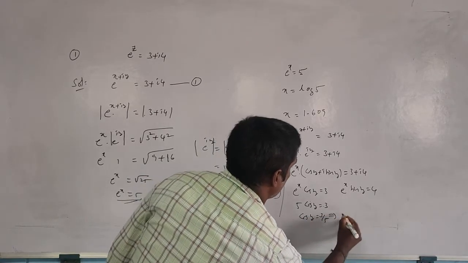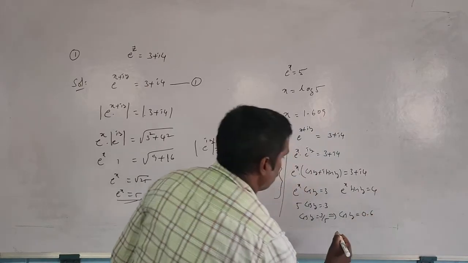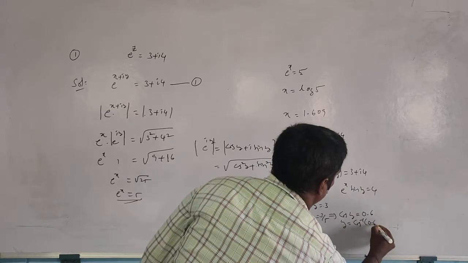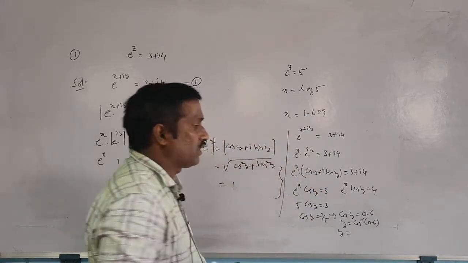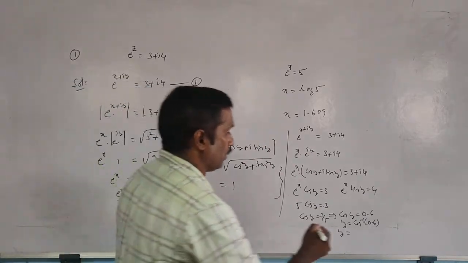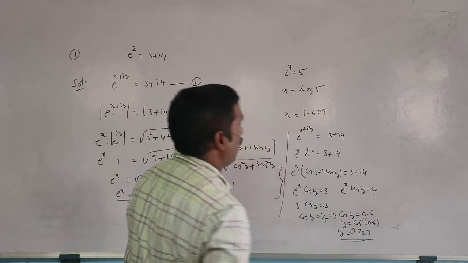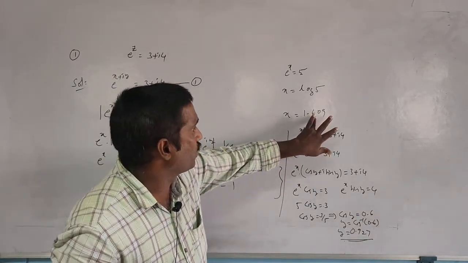That implies cos y equals 0.6. Then y equals cos inverse of 0.6. Here cos inverse of 0.6 value is 0.927. The y value is 0.927, and the x value is 1.609.